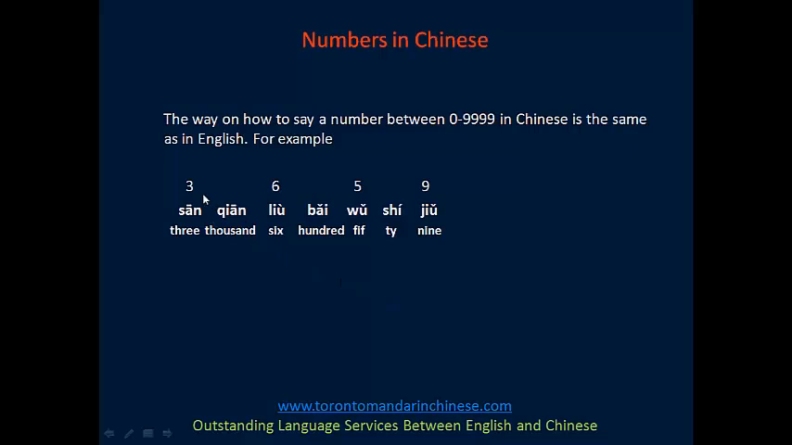The way on how to say a number between 0 and 9,999 in Chinese is the same as in English. For example, 3659. 3 means 3. 千 means 1,000. 6, 6. 百 means 100. 5, 5. 10, 10. It's kind of like the equivalent of "ty" in English. 9, 9.